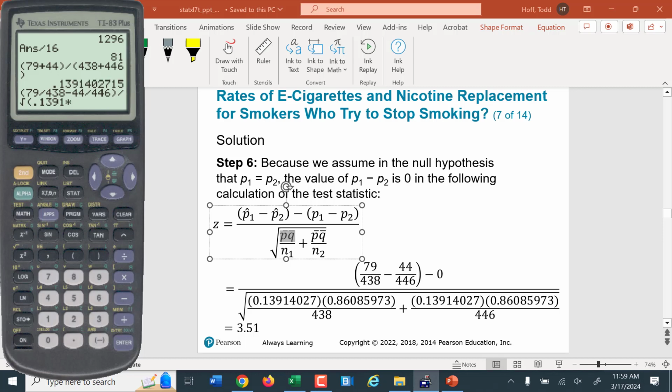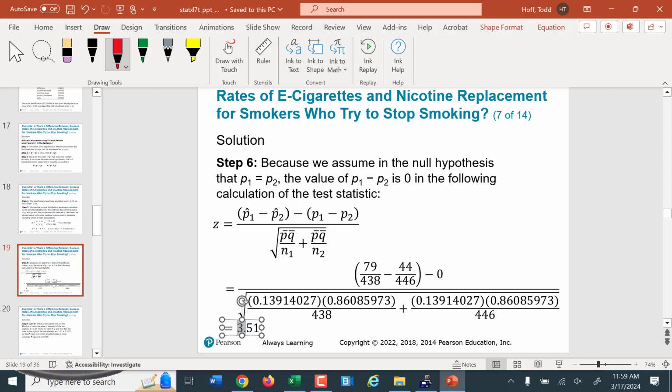0.1391 times 0.8609. Notice I didn't go out all 8 decimal places. I only went 4. That should be more than enough. Divided by, and I didn't need parentheses around that on top, so divided by 438, and then plus 0.1391 times 0.8609 divided by 446. And now we do need to close the parentheses on the square root, and then hit enter. 3.51 is our test statistic, which is what we had from the StatCrunch readout.